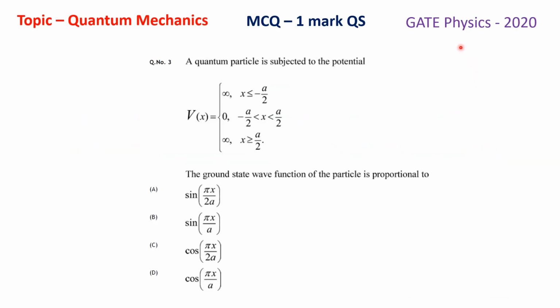This question was asked in the GATE Physics paper 2020. This is an MCQ type question having 1 mark. The topic of the question is quantum mechanics.